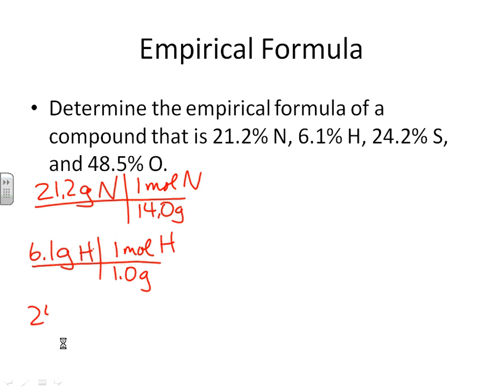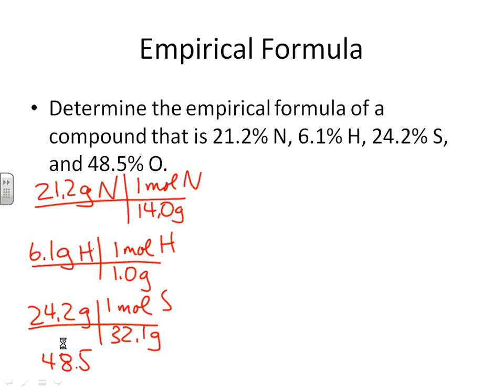Next up, sulfur, 24.2%, not percent, grams. Please, ladies and gentlemen, have some self-respect. Sulfur is not 32. It is 32.1. Take it out to the 10th, please. Minimum. If you want to take it to the 100th, great, go for it. But do not take it to the ones.